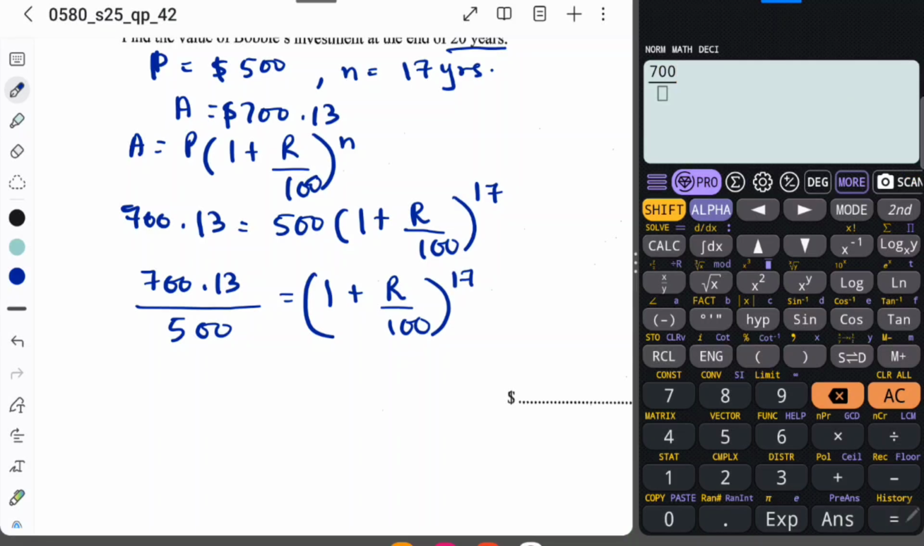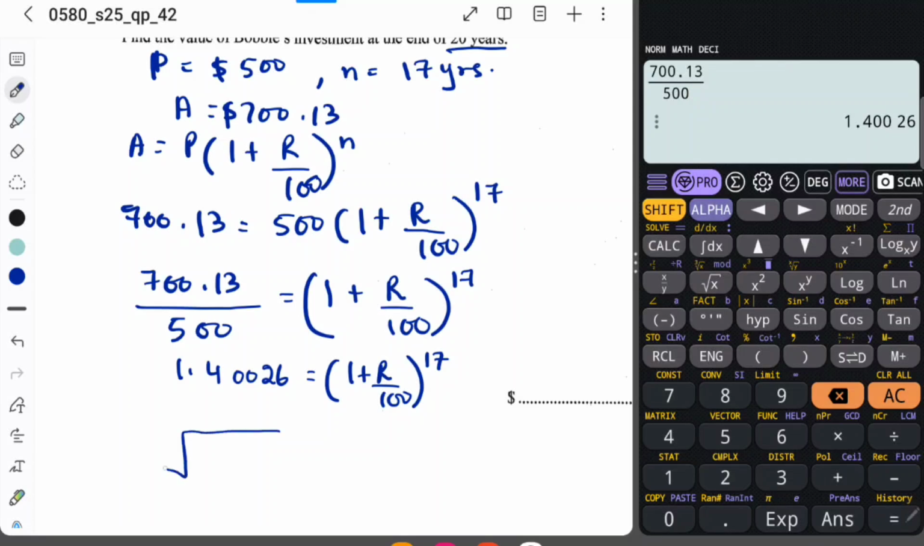So you just find out 700.13 divided by 500, which equals 1.40026. I'm writing down the full thing because I'll have to use it further in this question. So you will have to find the 17th root of 1.40026, which equals 1 plus R over 100.